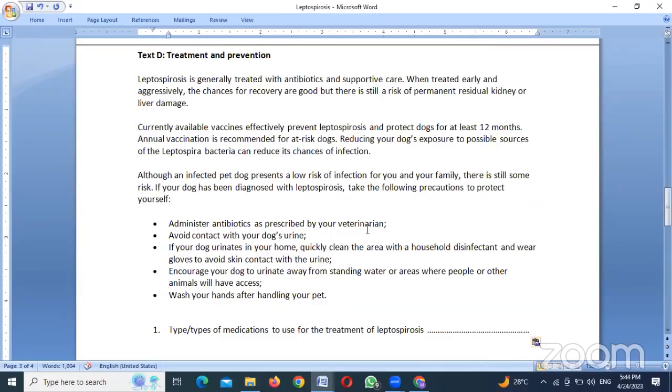Okay, so antibiotic is a type of medication, okay? And which type of medications for the treatment of leptospirosis? First line as well, that it's generally treated with antibiotics and supportive care. Okay, just now fill in the blank. What will you write? Fill in the blank. All of you write in the chat, okay? What will you write if it is a fill in the blank question? Okay, write in the chat, please.